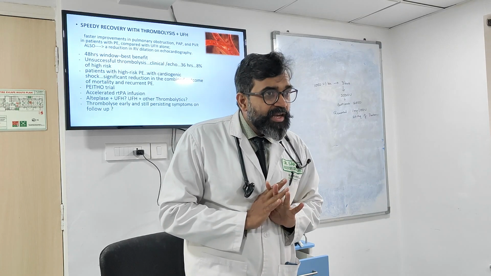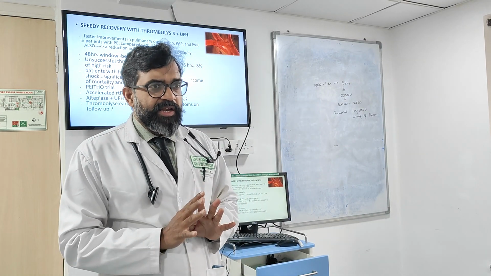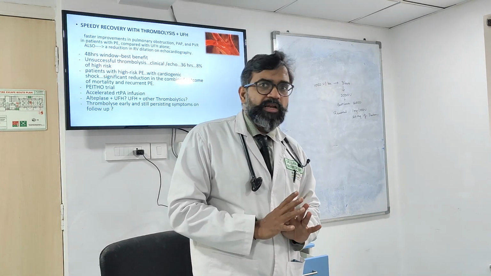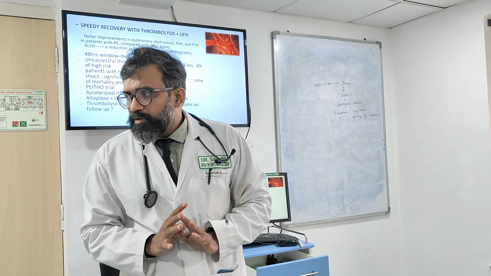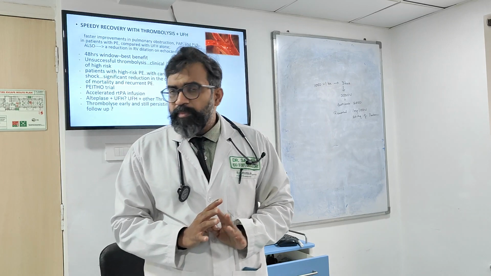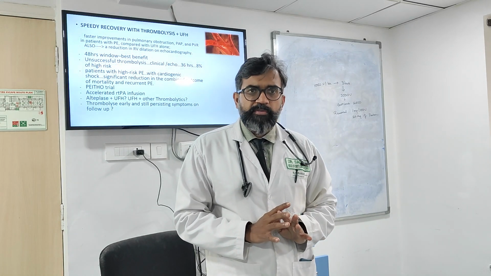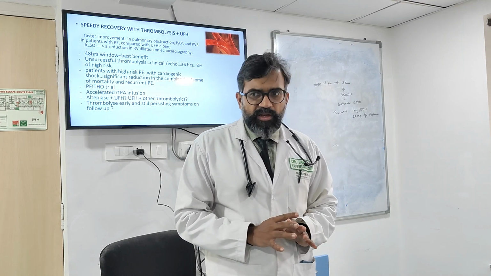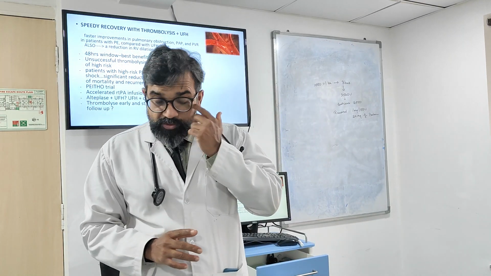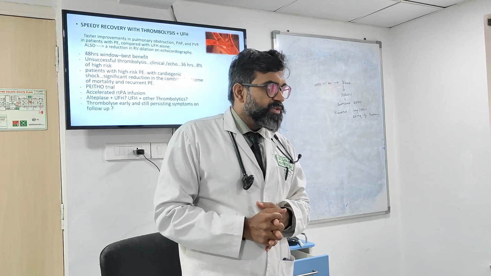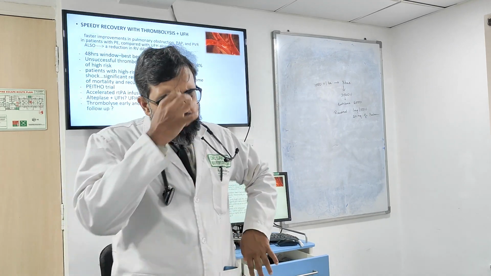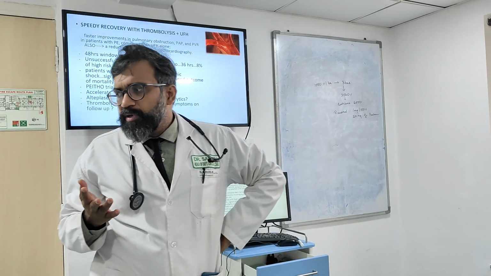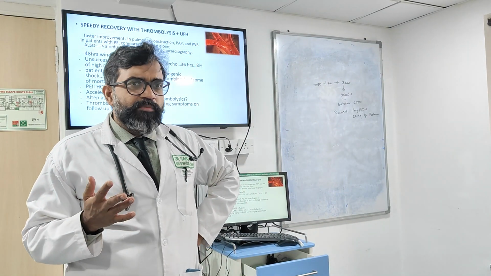So if it is less than 8 hours, I would want to reverse it 1 milligram per milligram of enoxaparin. You understand? So if I've given 40 milligrams of enoxaparin, I will give 40 milligrams of protamine, if it is within 8 hours. So you should know the timings well. If you are beyond 8 hours, it becomes 0.5 milligram per milligram of enoxaparin.